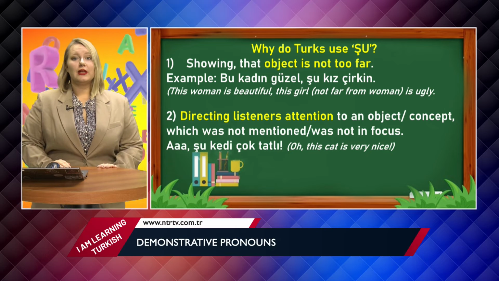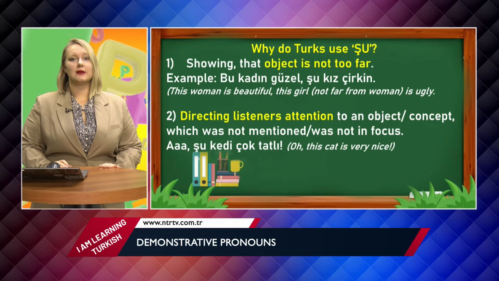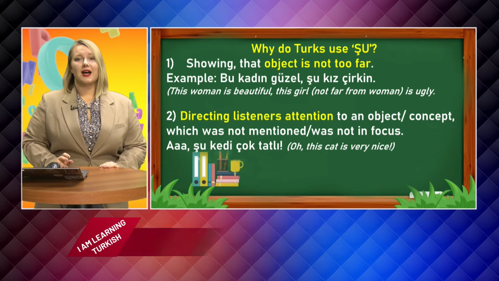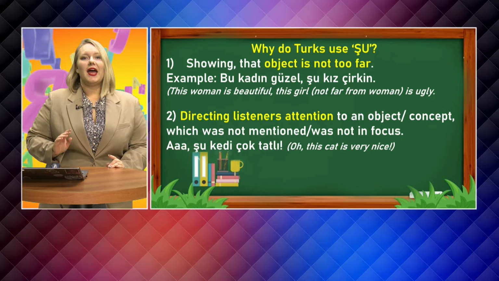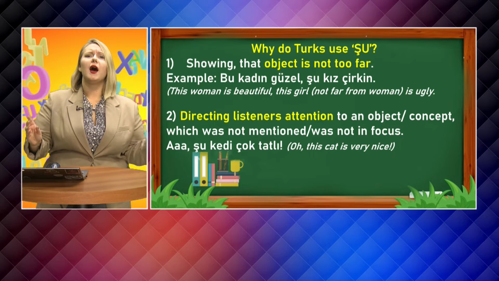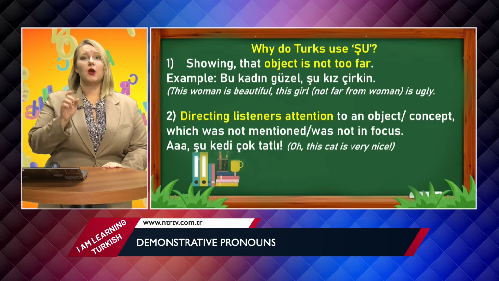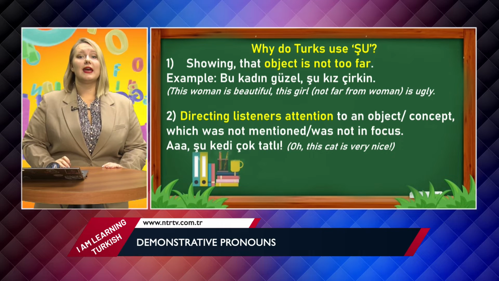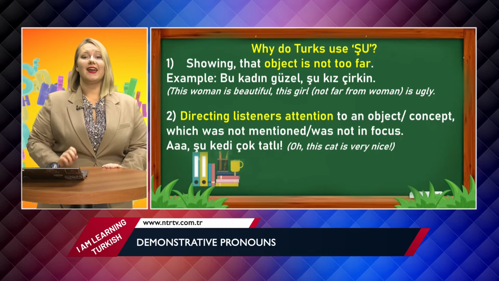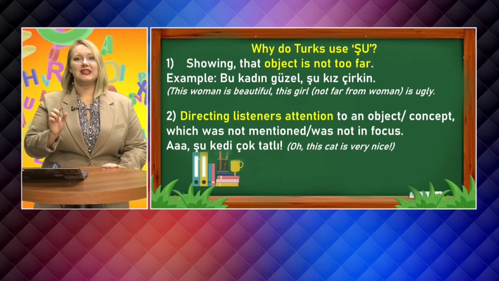Also, şu is needed to direct listeners' attention to an object or concept which was not mentioned or was not in focus. For example, you're talking with your friend and you see a beautiful cat. It's the best cat in the world, but your friend couldn't notice this cat. Then you say, şu kedi çok tatlı. And you will direct his attention and show what he was not able to see.